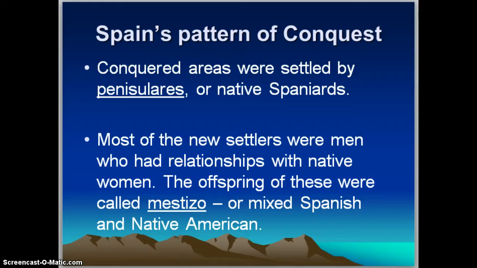Spain's pattern of conquest: conquered areas were settled by peninsulares, which are native Spaniards. Most of the new settlers were men who had relationships with native women. And you know what kind of relationships those are? The ones that produce offspring. And the offspring that the settlers had with those native women are called mestizo. A mestizo means someone who is mixed Spanish and Native American.